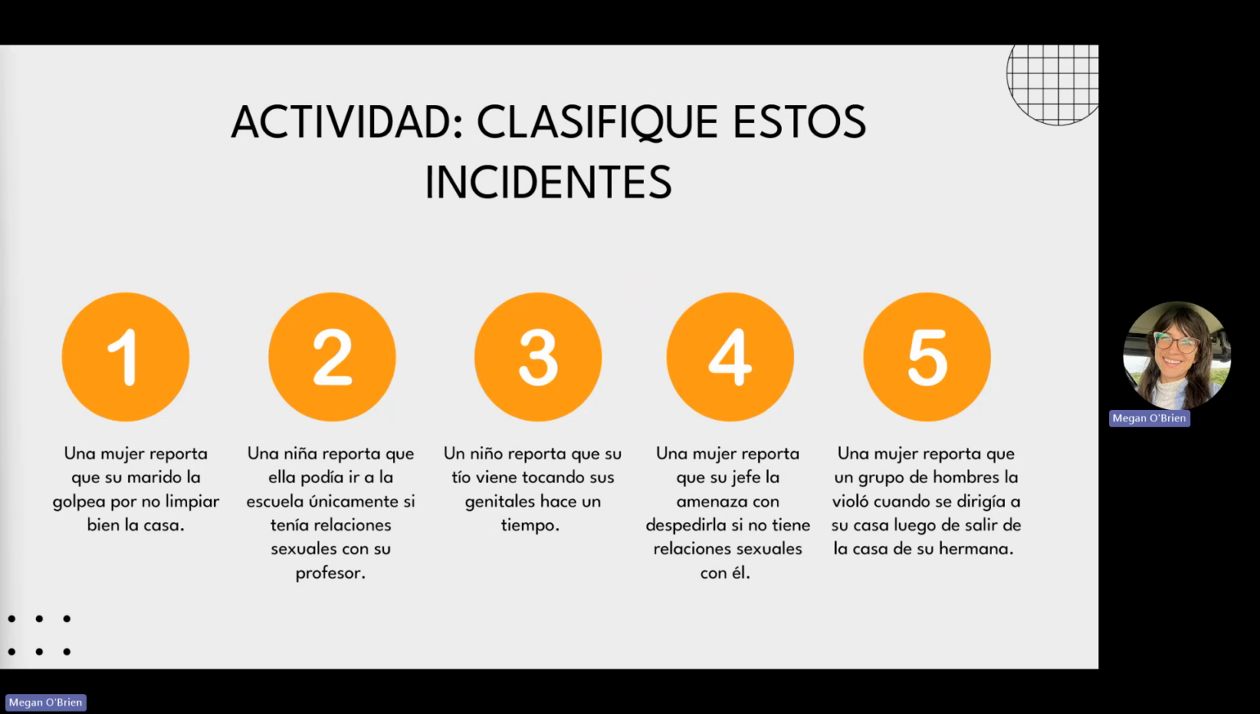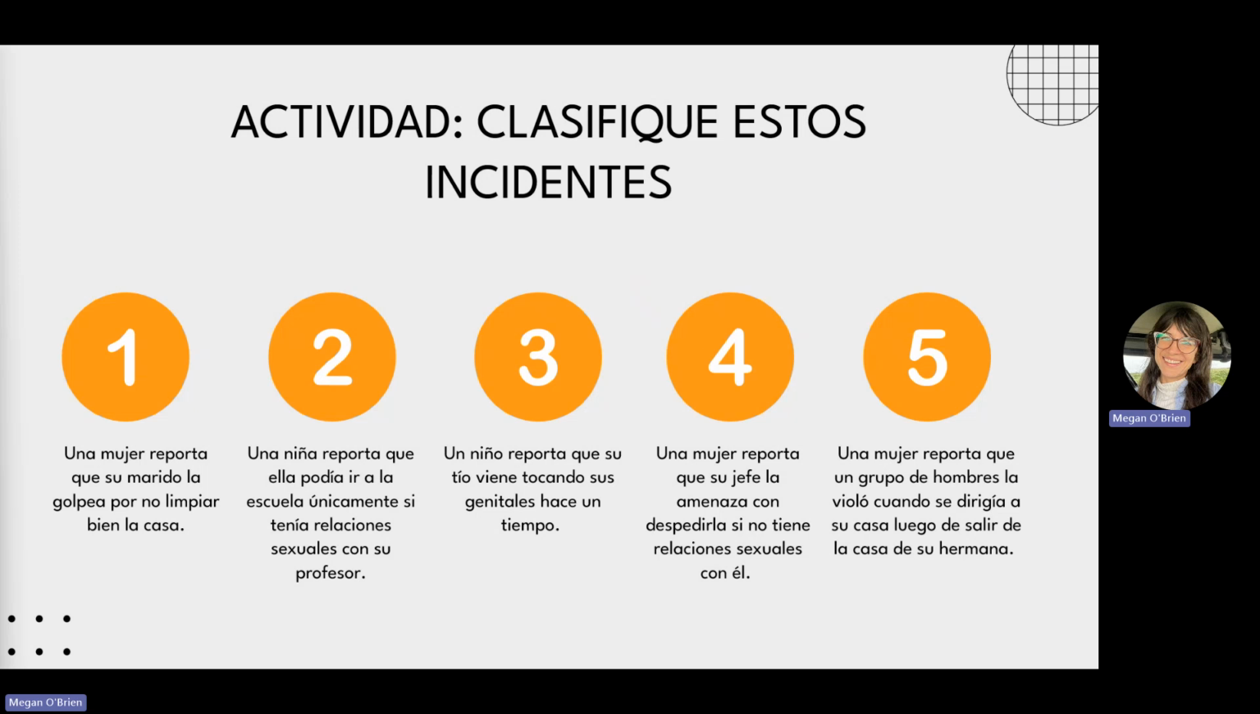I'm curious. Next, a girl reports that she was only allowed to attend school after she had sex with her teacher. Maybe, I'm not sure what you wrote, but the correct response is rape because the first question was, was penetration involved? The answer is yes, penetration was involved. So this GBV type would be classified as rape.